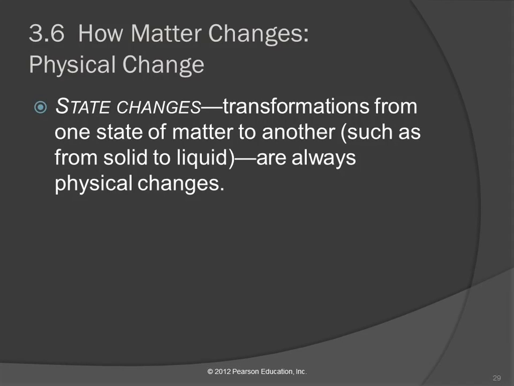So we talked about properties and how we can identify different kinds of matter, but how does the matter change? There are physical and chemical changes. Physical changes are often related to physical properties. One example of physical change, which I've been talking about, is state changes, transformations from one state to another. There were 3 states, solid, liquid, gas, changing between them in any combination, always a physical change, always physical.